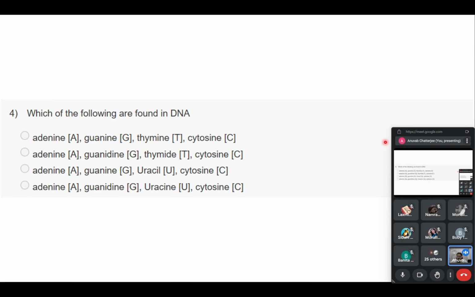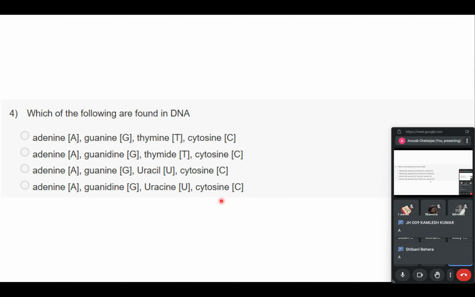Okay, another question following the DNA. If you have been paying attention, you should be able to answer this as well. Which of the following are found in DNA? A: adenine, guanine, thymine, cytosine. B: adenine, guanidine, thymine, cytosine. C: adenine, guanine, uracil, cytosine. D: adenine, guanidine, uracil and cytosine. We have a lot of answers again.